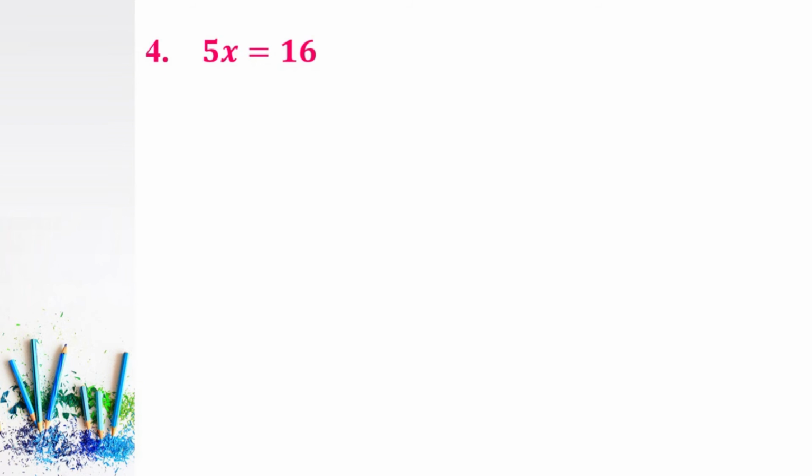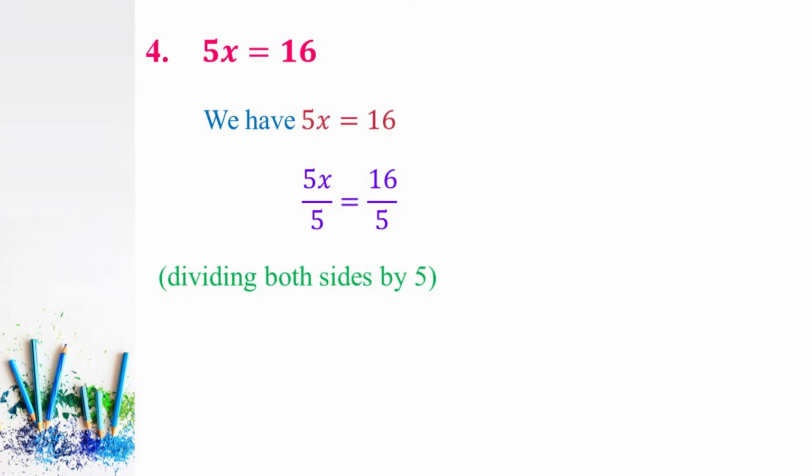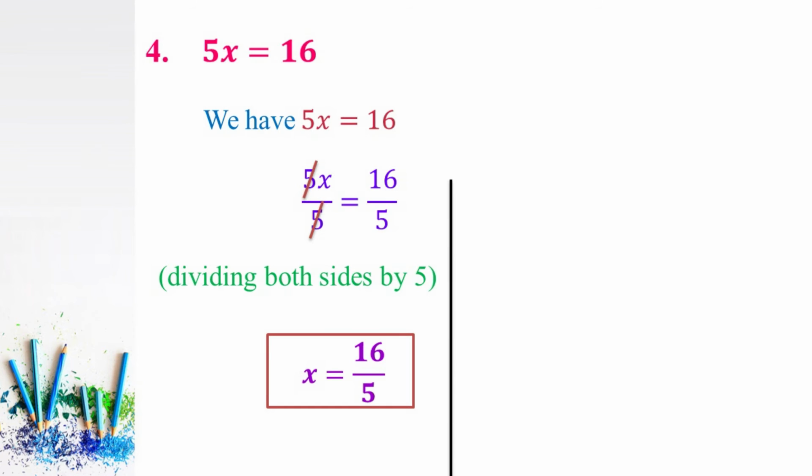Next question. 5x equal 16. Now divide the equation with 5 on both sides of the equality. So 5x divided by 5 equal 16 divided by 5. Here 5 and 5 are cancelled. So x equal 16 by 5. The solution of x is 16 by 5.